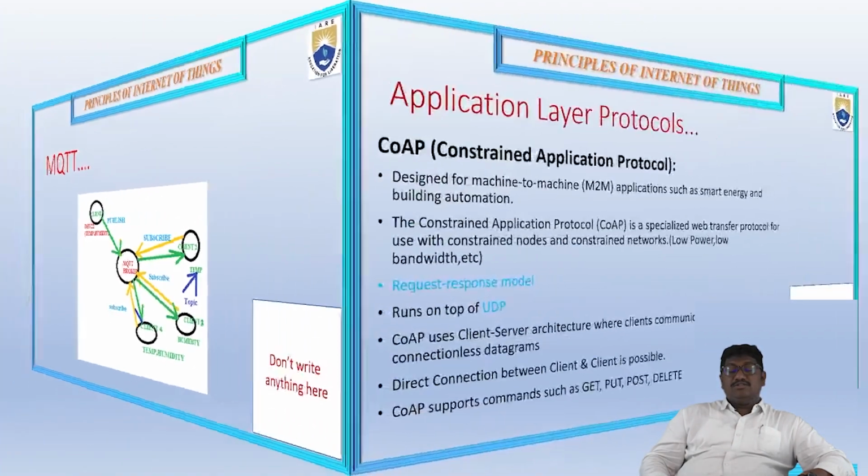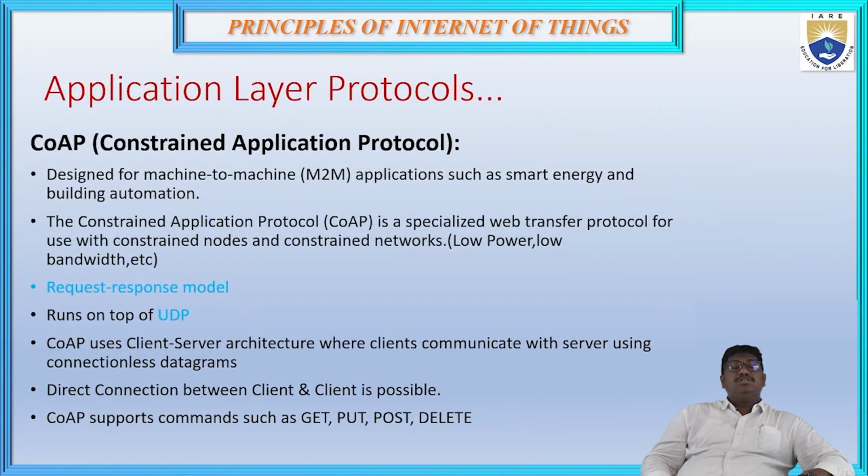This is how it works, by using MQTT. And the next one is CoAP, Constrained Application Protocol. This protocol is purely designed for M2M, machine to machine applications like smart energy and building automation. It is used with constrained nodes as well as constrained networks, such as low power and low bandwidth. And it depends on a request and response model.